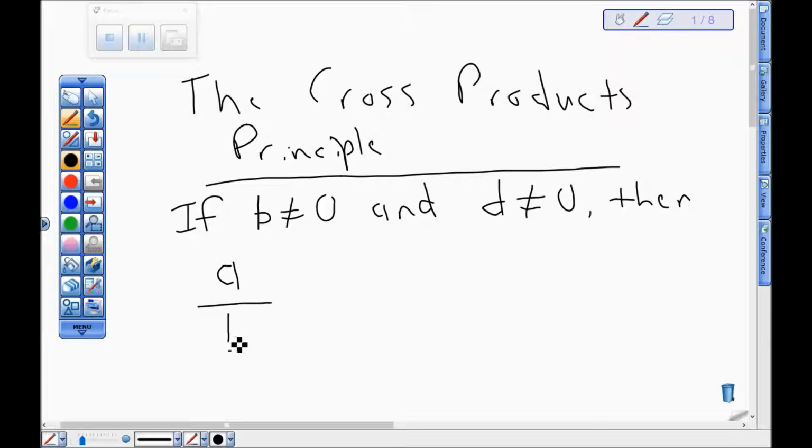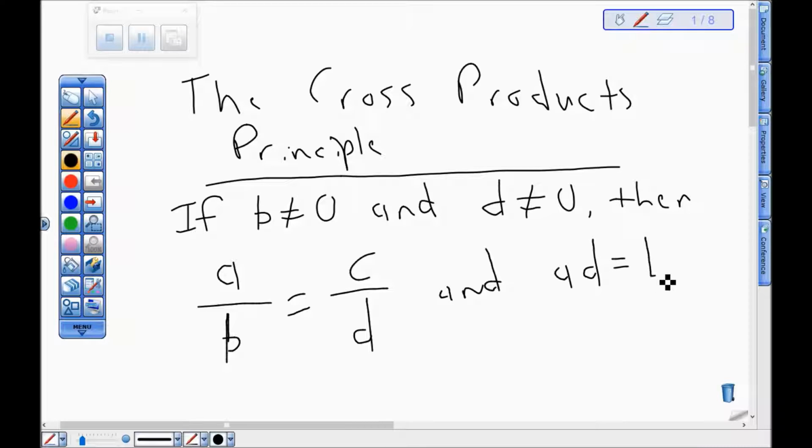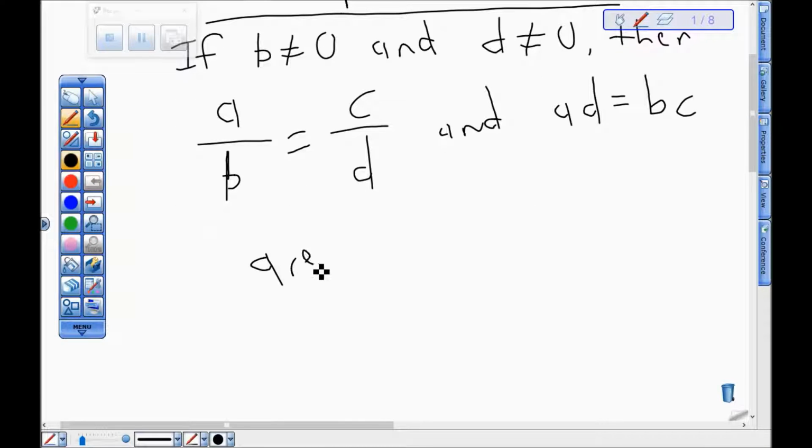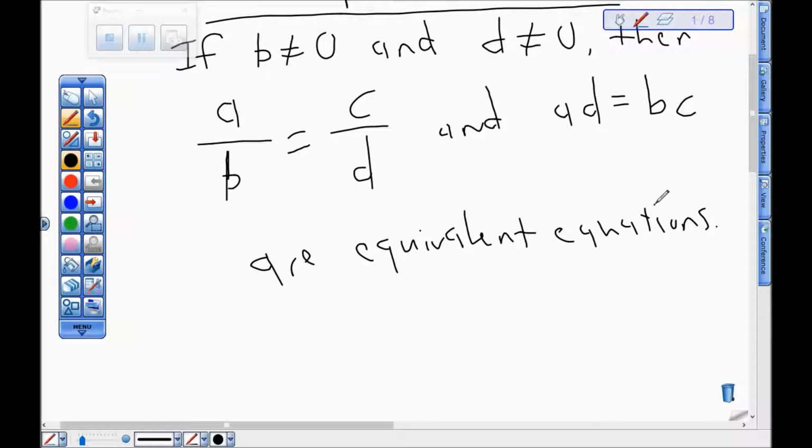a over b equals c over d, and AD equals BC are equivalent equations. Okay, so those two equations have the same solutions so long as B and D are not equal to 0. They've got to be non-zero guys.